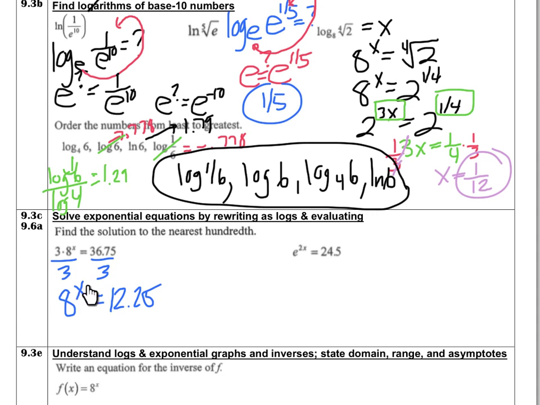Now, the only thing we have left to do is to get the x by itself, but it's connected with the base number of 8. So the key here is to take the exponent and rewrite it as a log. So what this is we start with the base of the exponent and we do our swoosh.